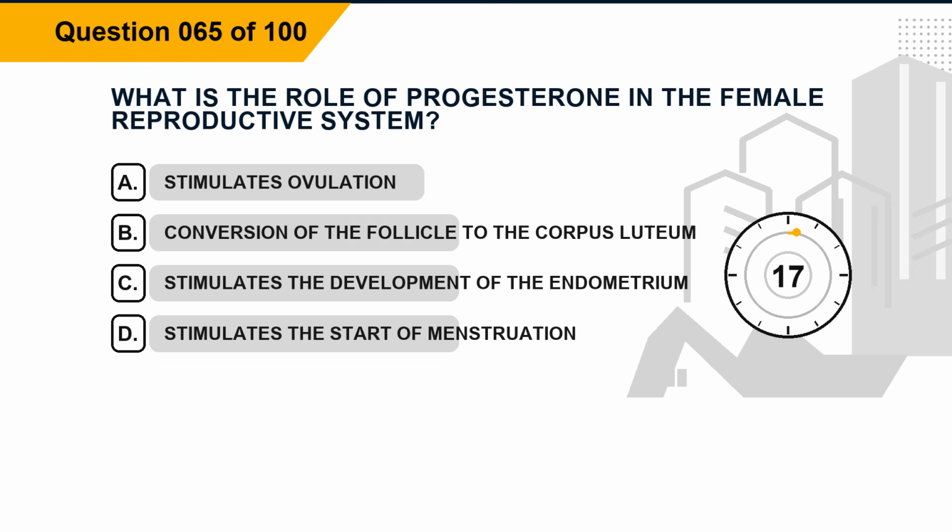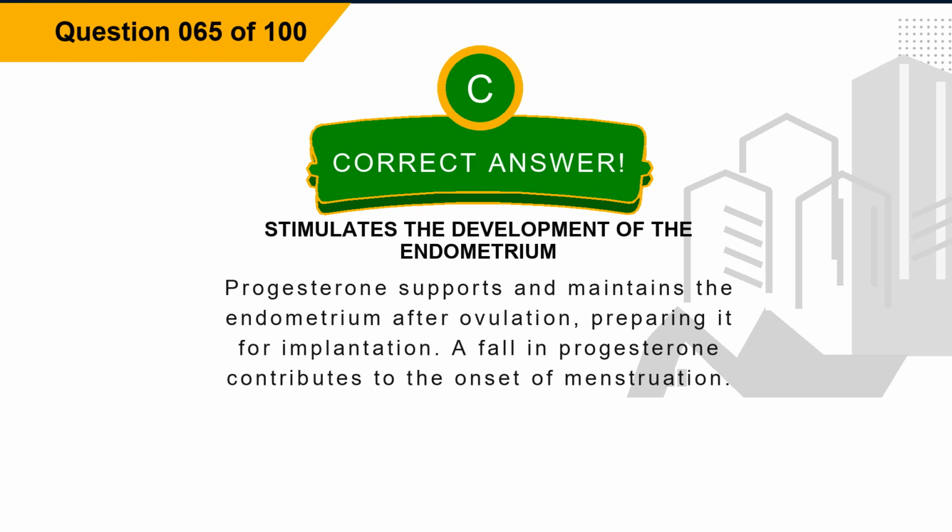Question 65. What is the role of progesterone in the female reproductive system? Option A. Stimulates ovulation. Option B. Conversion of the follicle to the corpus luteum. Option C. Stimulates the development of the endometrium. Option D. Stimulates the start of menstruation. The correct answer is option C. Stimulates the development of the endometrium.